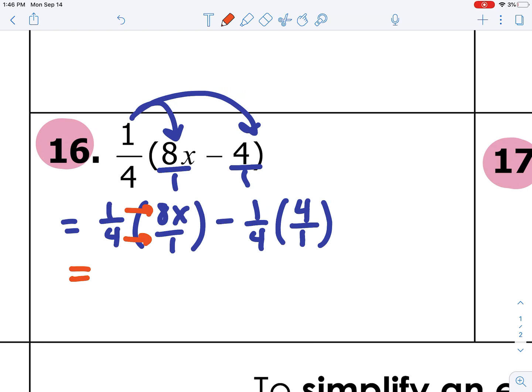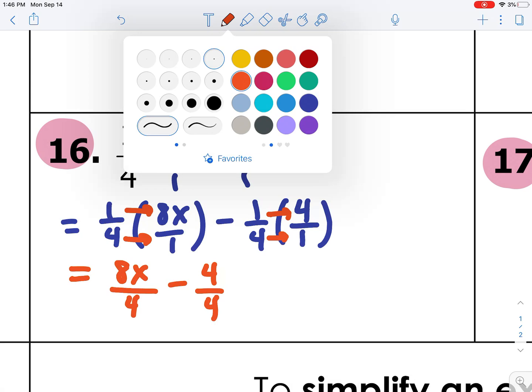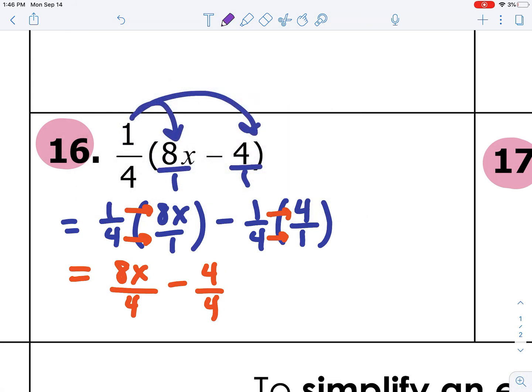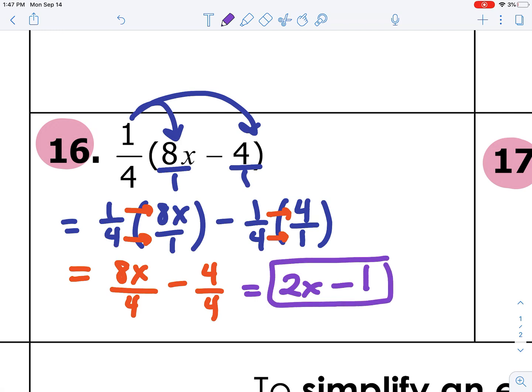So again, from here we need to multiply straight across. This is 8x over 4 minus 4 over 4. And from here we see we can simplify. So 8x over 4 is 2x, and we have a minus sign we need to copy down. 4 over 4 is 1, so the final answer is 2x minus 1.